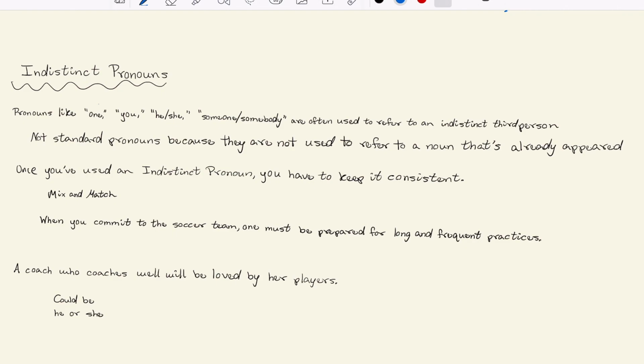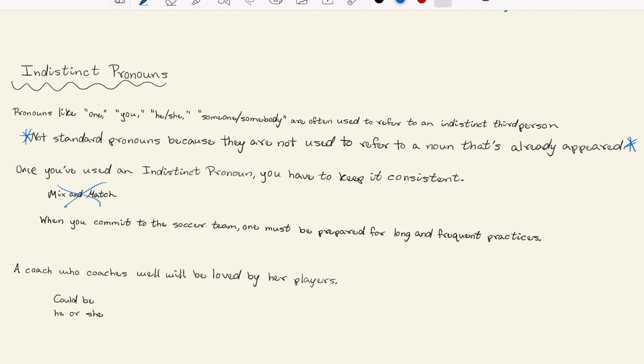Pronouns like one, you, he/she, someone/somebody are often used to refer to an indistinct third person. These are not standard pronouns because they are not used to refer to a noun that's already appeared. Once you've used an indistinct pronoun, you have to keep it consistent. You are not able to mix and match. For example, when you commit to the soccer team, one must be prepared for long and frequent practices.